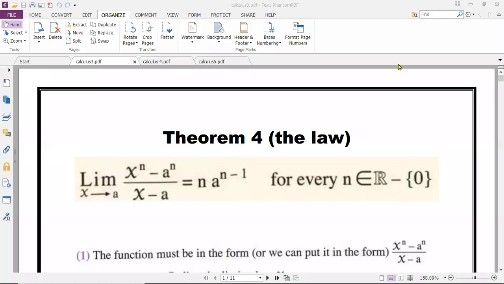Let's use the limit law in calculus. How can we use it? The top must be written in this form: x raised to the power of n minus a to the power of n. So we must have a negative sign between them, and the power must be the same, n and n.